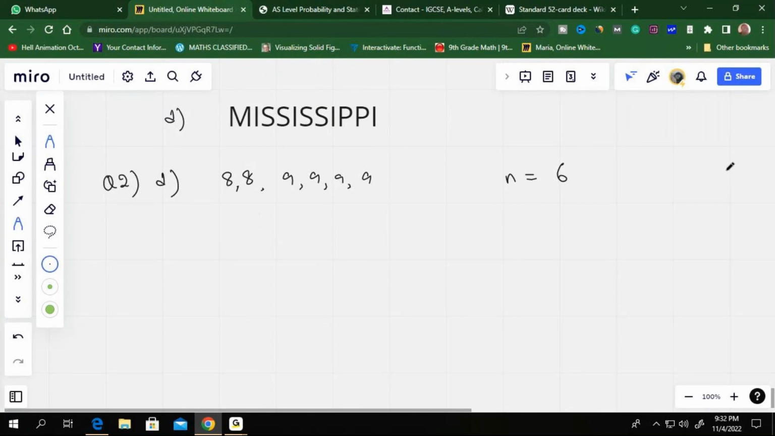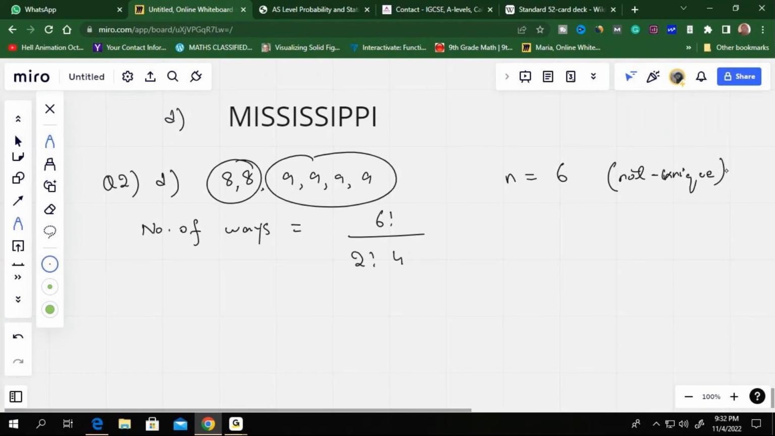How many ways can you make them? You see, n is not unique, so you're going to use your regular formula. The number of distinct ways in which you can form it is 6 factorial upon 2 factorial into 4 factorial. That is 6 into 5 into 4 factorial upon 2 factorial into 4 factorial. This gives you 15. There are 15 ways. The greater the repeated elements in your set of n values, the fewer the number of ways. Keep this in mind.